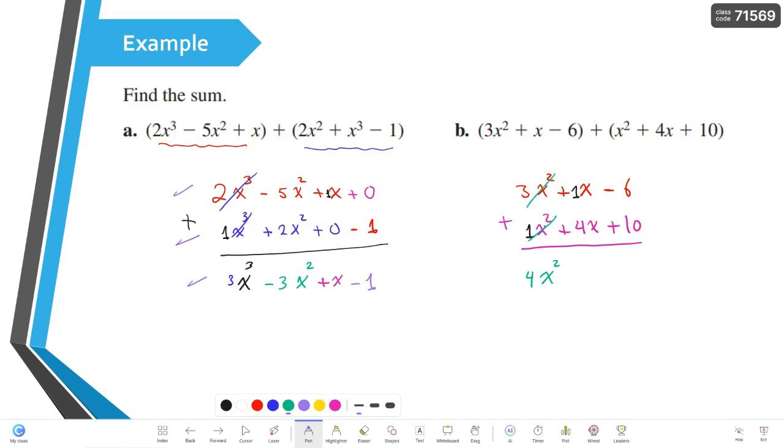And then for the second part, which is the first degree monomial, I'm going to write x here and then add the coefficients together. So it's 1 plus 4, which is equal to 5. And finally, we're going to add the constant parts together. So we have negative 6 and plus 10. So this would be positive 4. And we are done here.